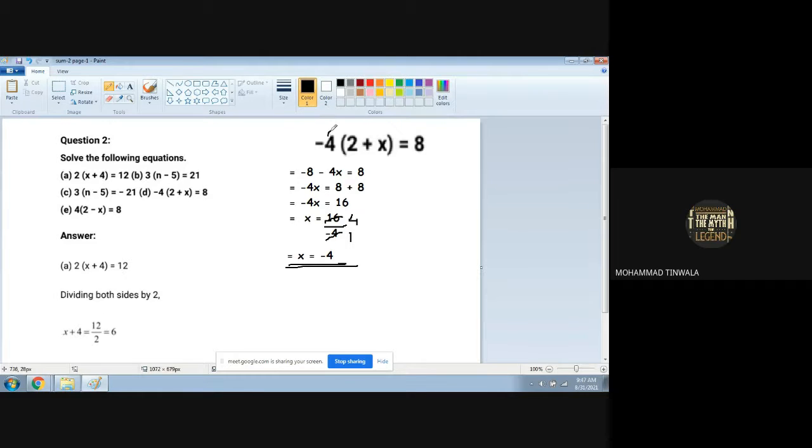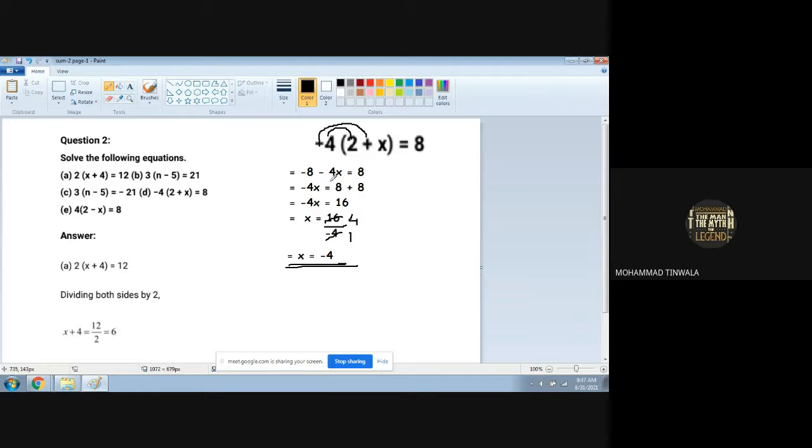First, I multiplied 4 into 2. 4 2s are 8, plus minus minus. Now 4 into x, 4x, plus minus, again plus minus minus. So we got minus 8 minus 4x is equal to 8 as it is.